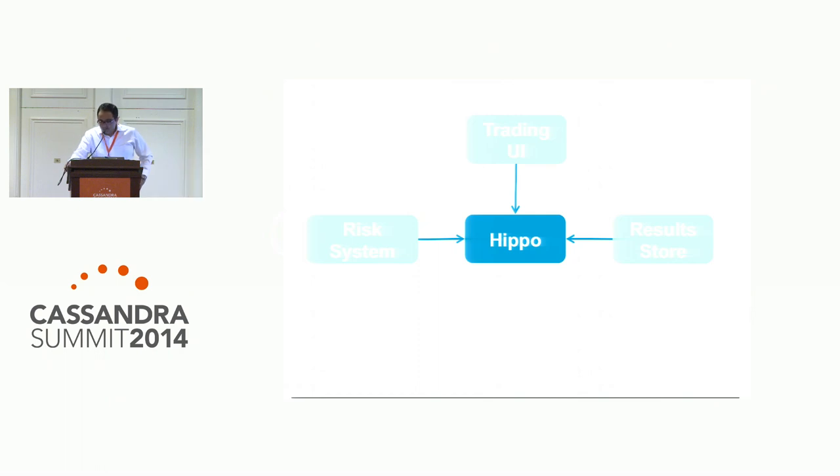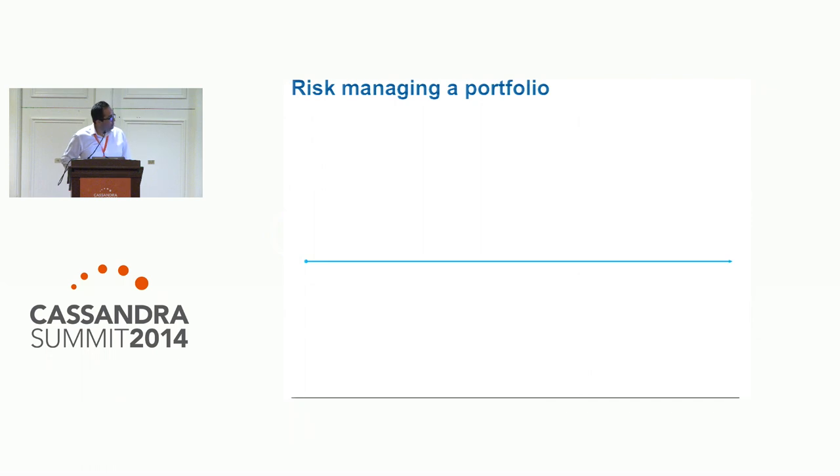For those who maybe don't come from a financial trading background, the purpose of a risk system is twofold. One is to make sure that traders can risk manage their portfolios. Essentially, regardless of how the market moves, if they hedge their portfolios correctly, they shouldn't be losing any money. The other function a risk system provides is results and reports for various control functions who monitor trading activity. Those are the two main things a risk system does.